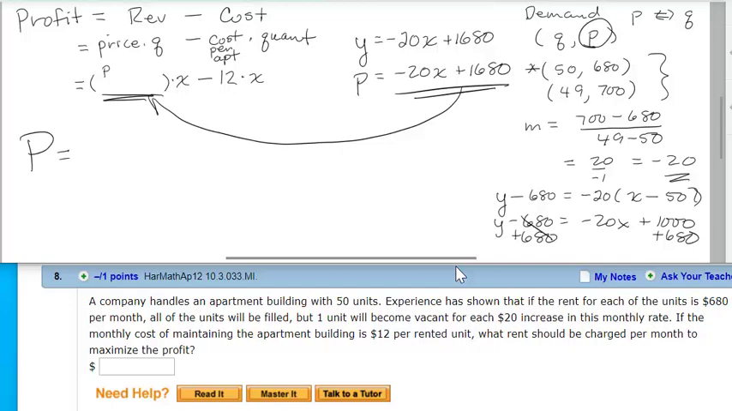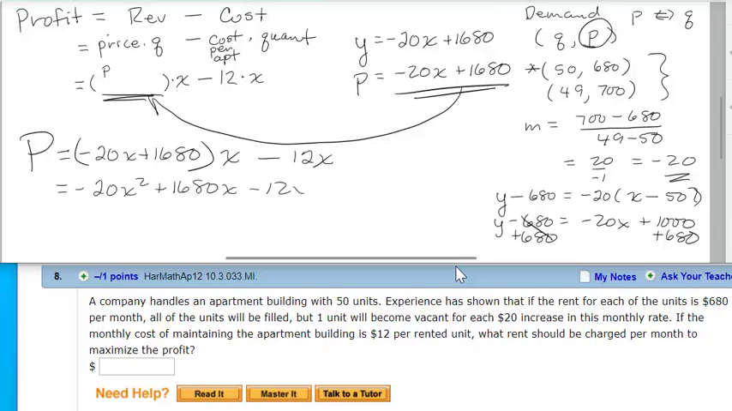Profit, finally, is -20x plus 1680, price times quantity. That makes revenue so far. Take away 12 times x. -20x squared plus 1680x minus 12x, which is -20x squared plus 1668x. Here's my profit function.